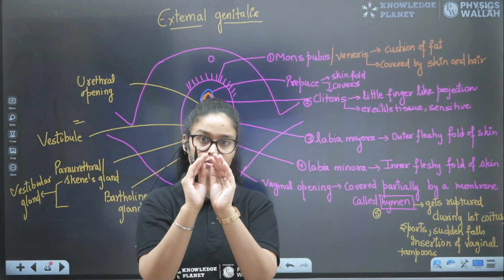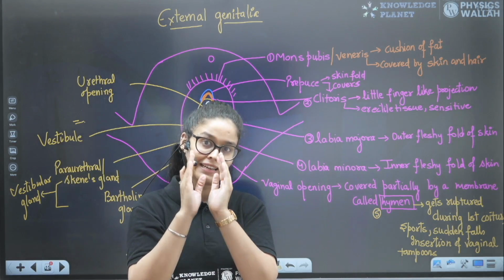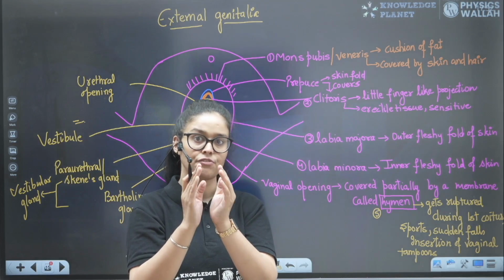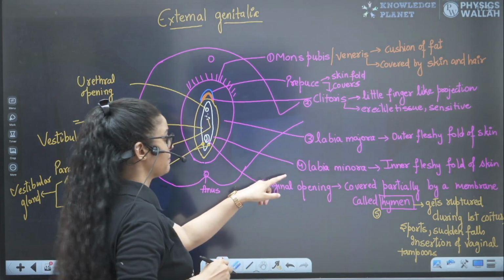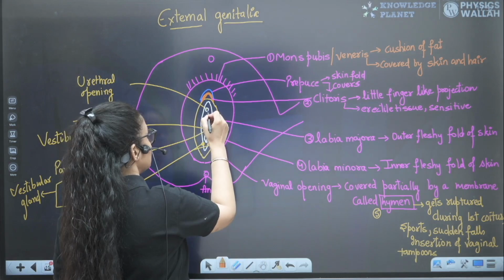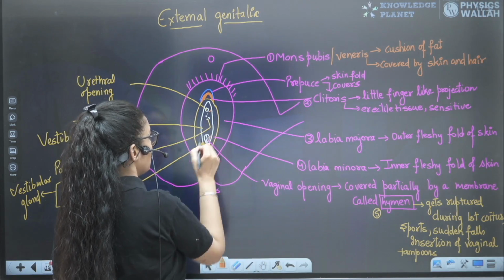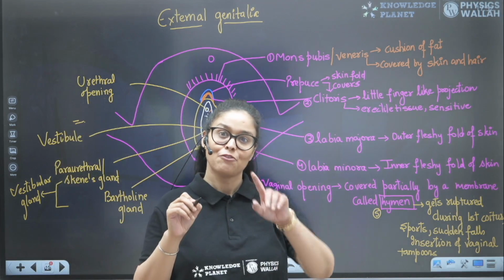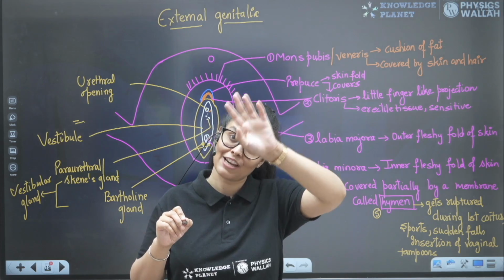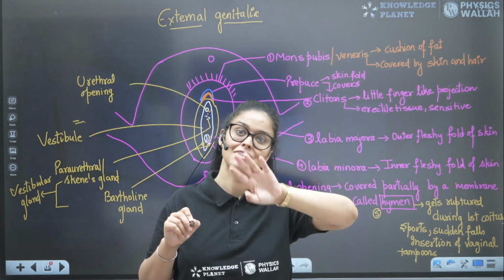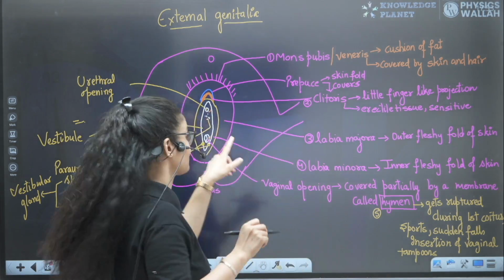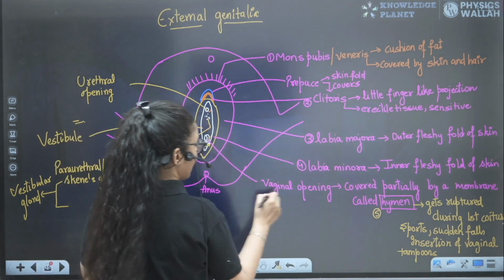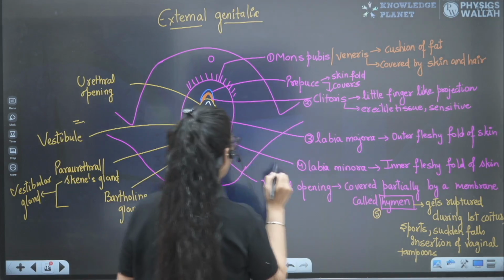And when we remove the outer fleshy fold, inner fleshy folds are also there, known as the labia minora, right? Which is covering the urethral opening and vaginal opening. So in female, for urine, there is a different passage, and for the vagina, for the gametes, for the birth, there is a different passage known as the vaginal opening, right?